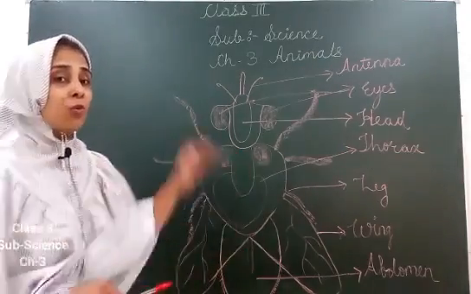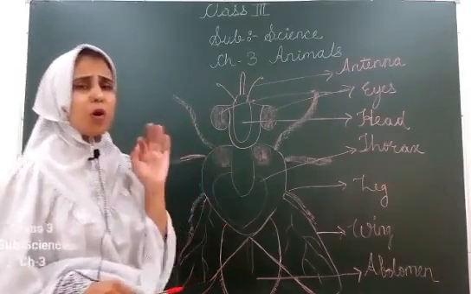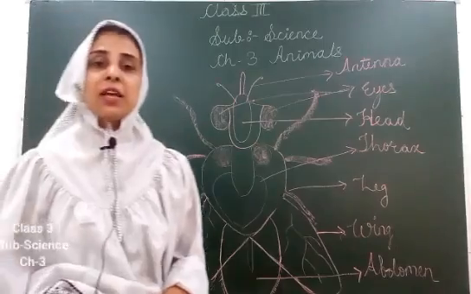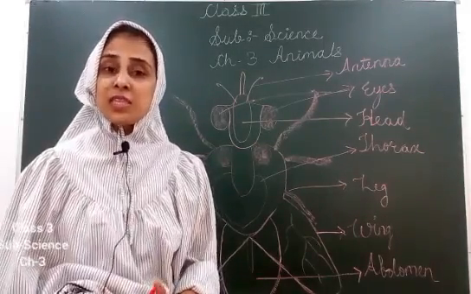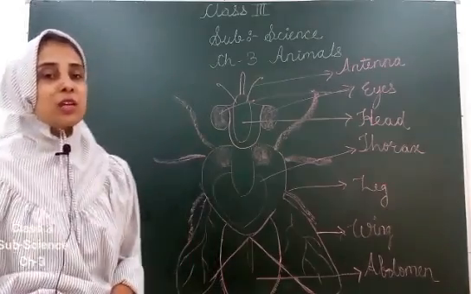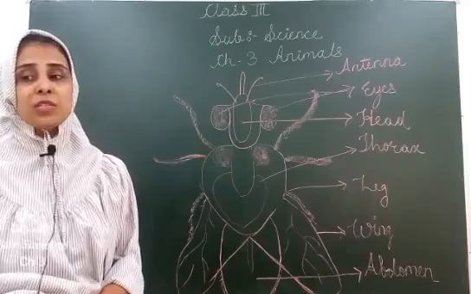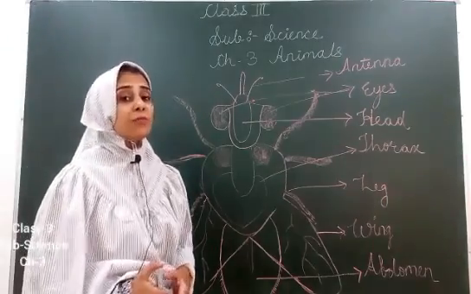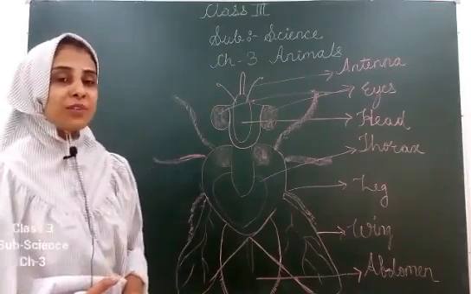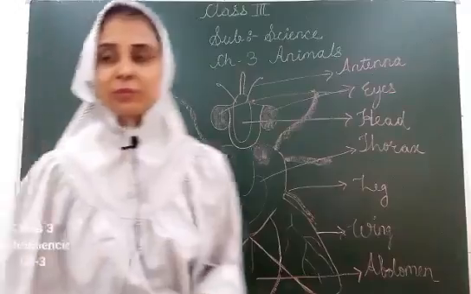Okay? And the whole body is covered with very small tiny hairs. They are sensory tiny hairs. It is for the sensation. Yes, so it is covered with tiny sensory hairs. Now let us learn about the different insects. Okay, but first read about it.